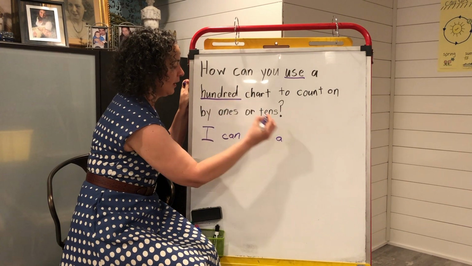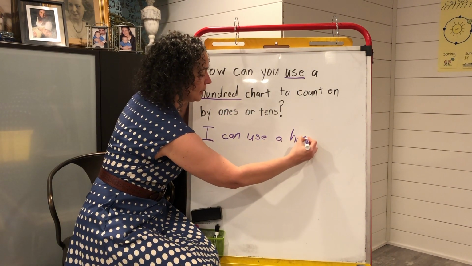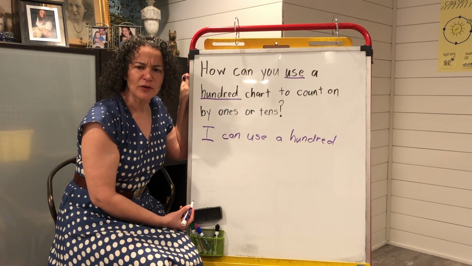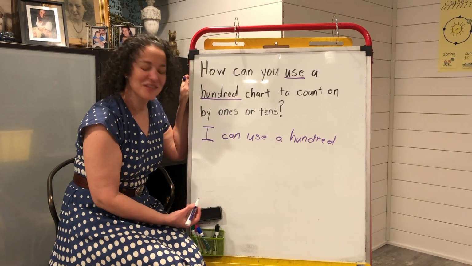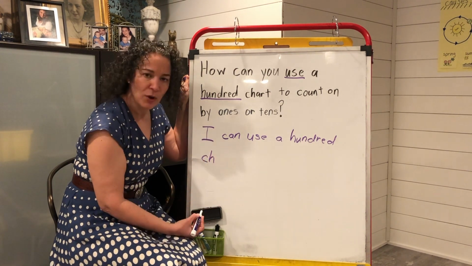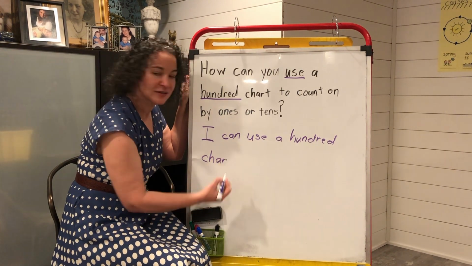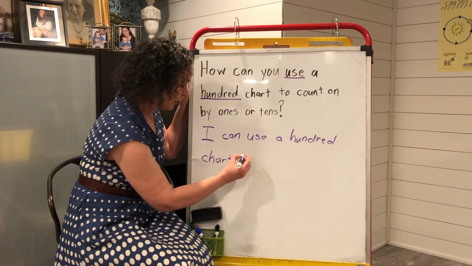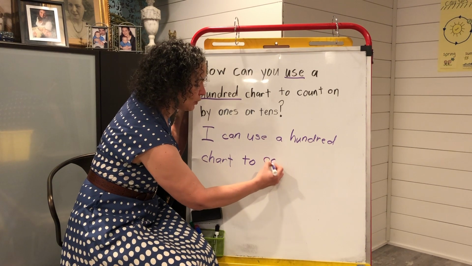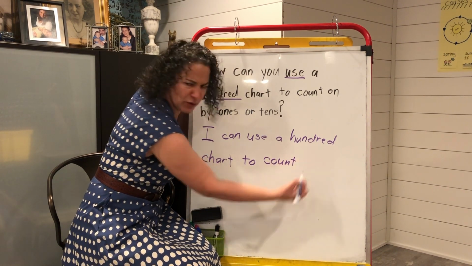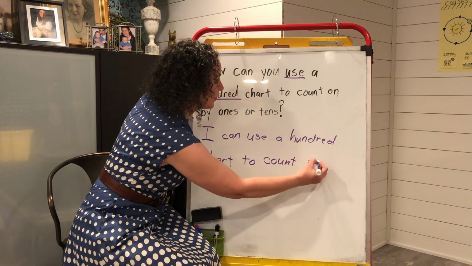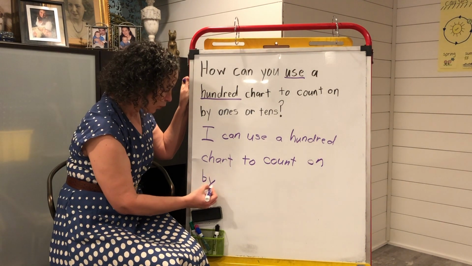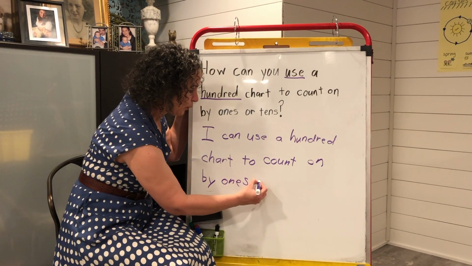A, 100 chart. H-U-N-D-R-E-D, chart. What digraph goes ch? Smart! C-H, you got it. C-H, bossy R, A-R-T. I can use a 100 chart to count on, to count, C-O-U-N-T, on. How do I spell on? O-N, thank you. On, by, you know this little word, correct, B-Y. By ones, O-N-E-S, or tens.